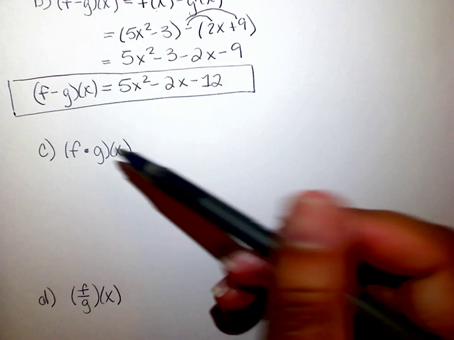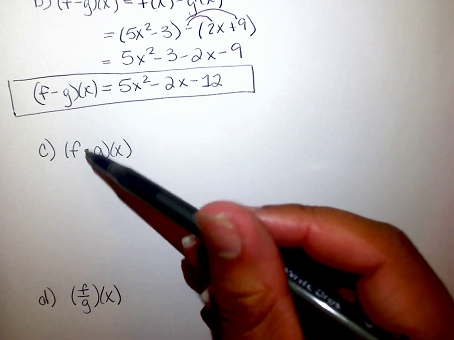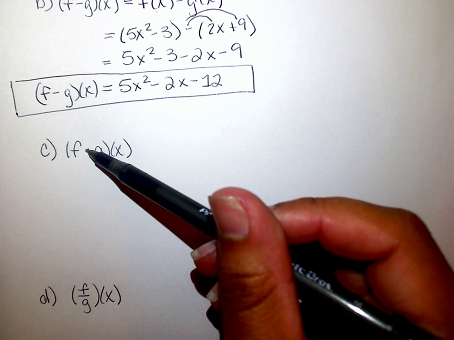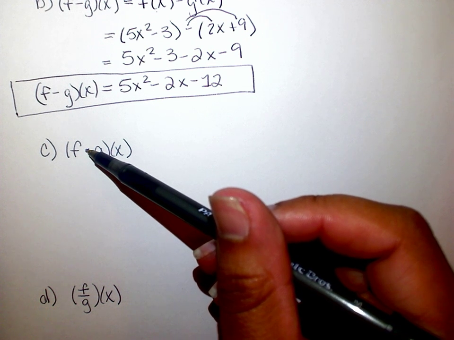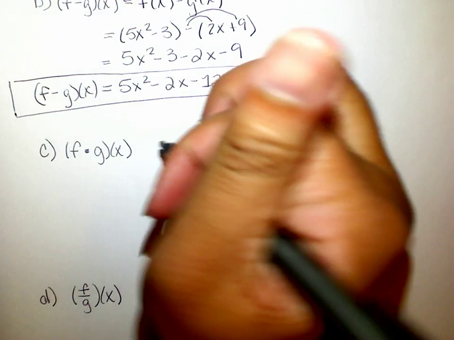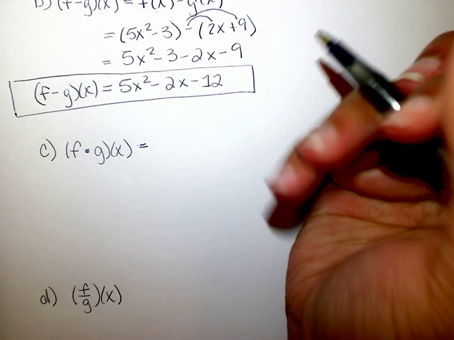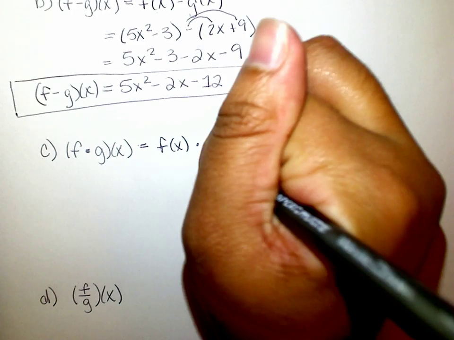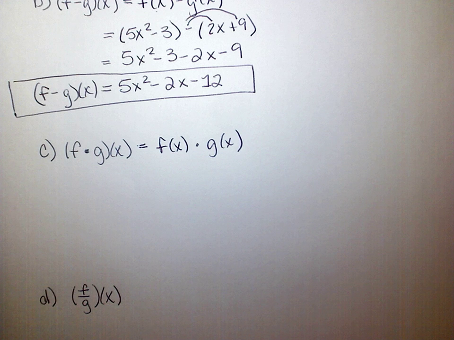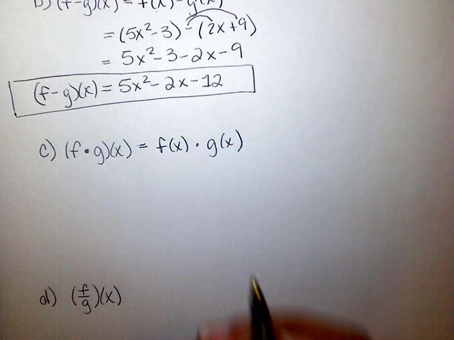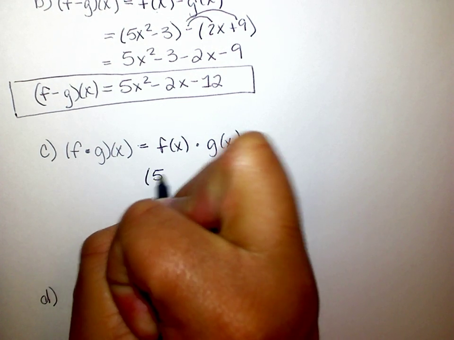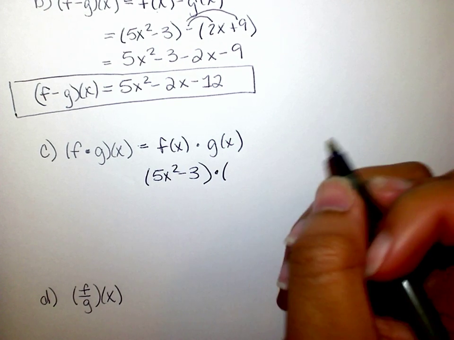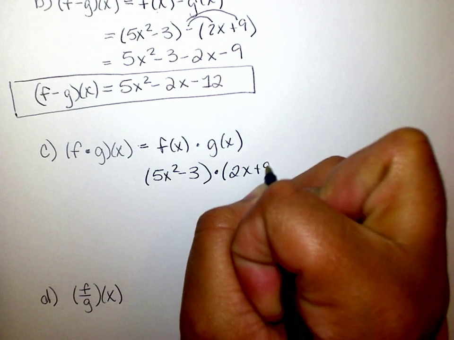So in C, the operation is multiplication, so it's a closed dot. So closed dot means multiplication, open dot means composition. So it's closed, so we're doing multiplication. So this is the same thing as f of x times g of x. So again, we're going to substitute the rules for f and g. So f of x is 5x squared minus 3, and then g of x is 2x plus 9.